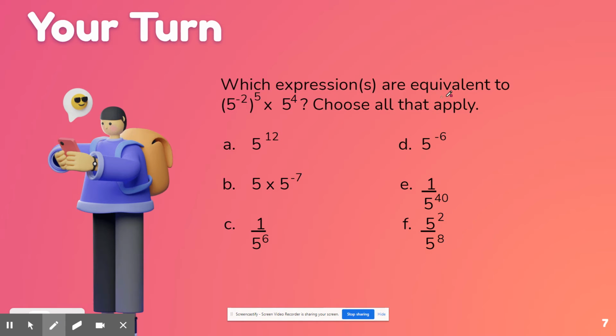So it says which expressions are equivalent to this here. So let's do it. It says this would be 5 times -2. So this would be 5 to the -10th. And then times 5 to the 4th. We can add those. 5 to the -6th. So that's an answer. And then we move negative exponents to the bottom side of a fraction. So this should become 1 over 5 to the 6th. So this is an answer.